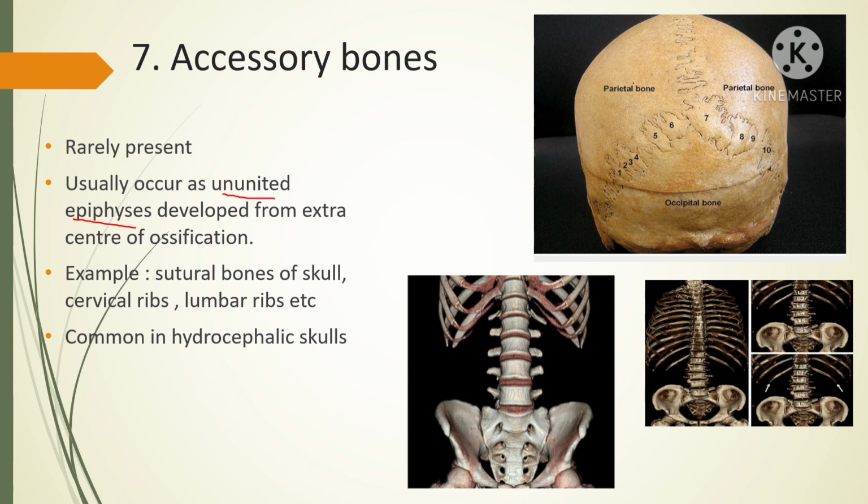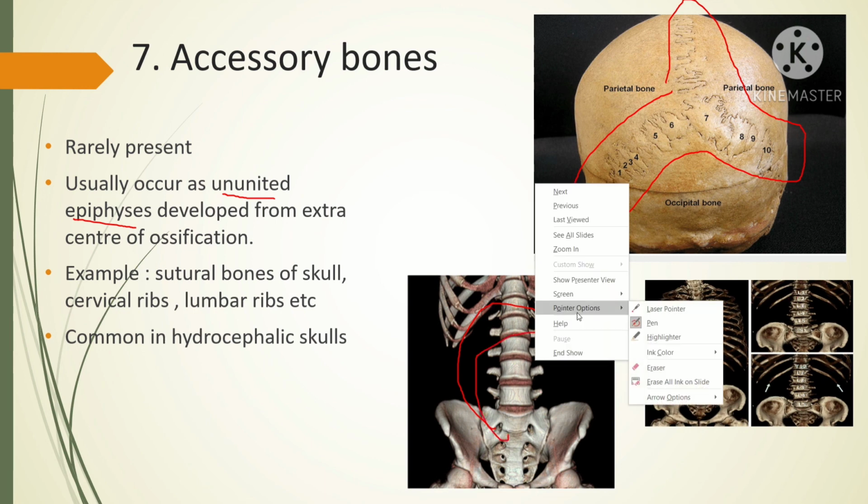As you can see in this first diagram, you can see some sutures over this. Remember, this is a suture. So this type of sutures are rarely present. Sutural bones of skulls. Cervical ribs: as you can see the ribs over here, but in a normal individual we lack cervical ribs, so they are generally present in some individuals. These bones are also present. These are the lumbar ribs. I don't have the diagram for the cervical ribs. As you can see, this is the lumbar region, right? So what is the example of all this?